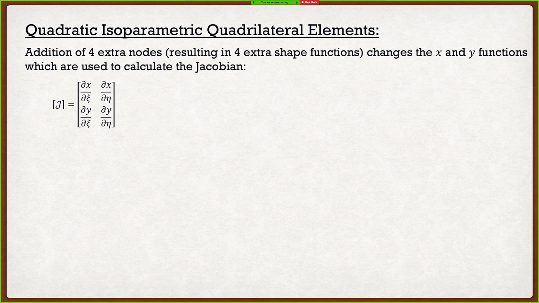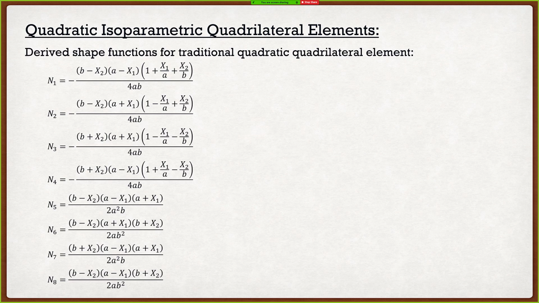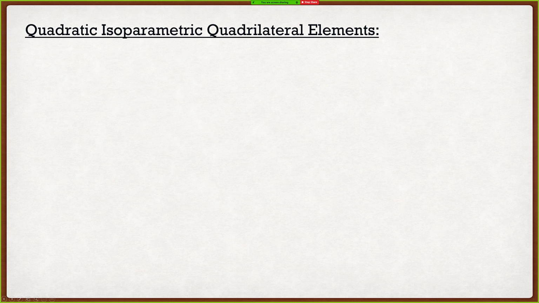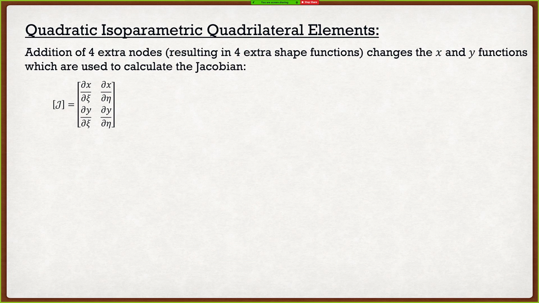If we move forward, the additional 4 nodes will change x and y. If I go back really quick, remember that having those 4 additional nodes changed our x and y because we had to account for those 4 additional shape functions. So that will indirectly change our Jacobian matrix. But will the size of our Jacobian change? What do you think? Will it always be 2 by 2 if we're dealing with the 2-dimensional case?